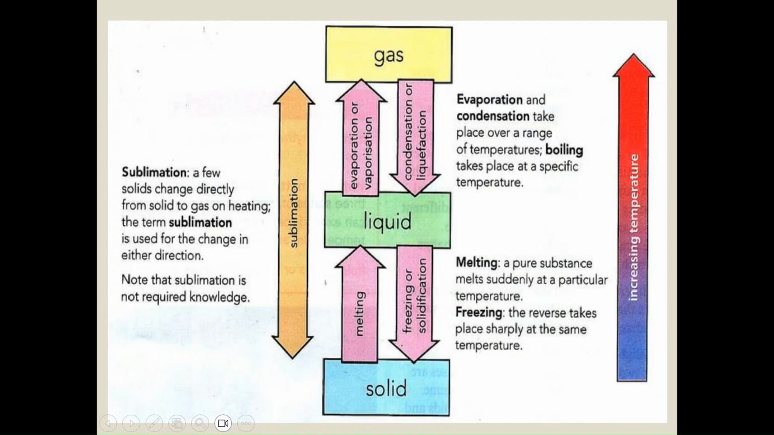There is another way, or some specific examples, where matter can be turned from solid to gas directly or from gas to solid directly, and this is called sublimation. So from solid to gas is called sublimation, and from gas to solid it's called deposition. A very famous example is dry ice.